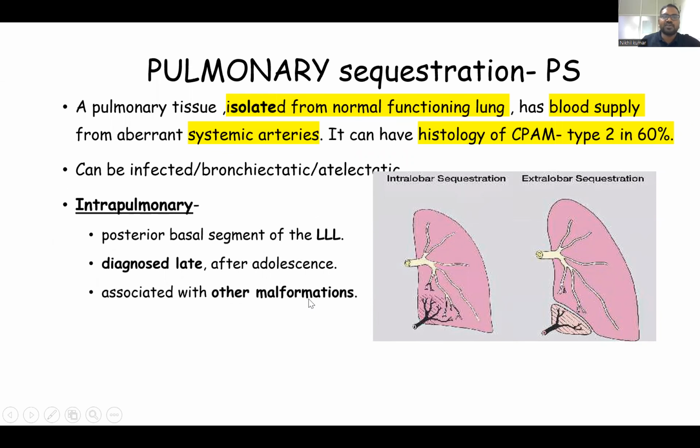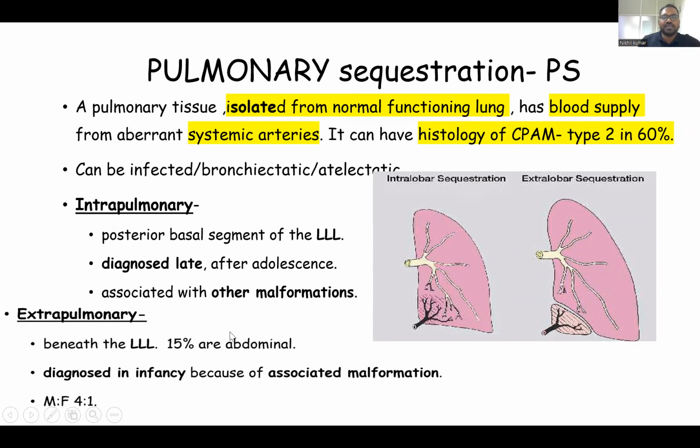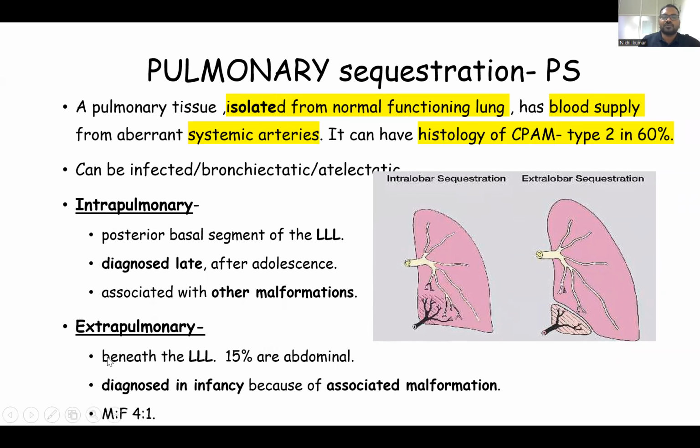So the intralobar pulmonary sequestration is in the posterior basal segment of the left lower lobe, we can see here, and is diagnosed later, after the adolescent period only, and is associated with other malformations. And the extralobar is also beneath the left lower lobe. Here we can see 50% are abdominal also, and diagnosed in infancy because of the associated malformations.